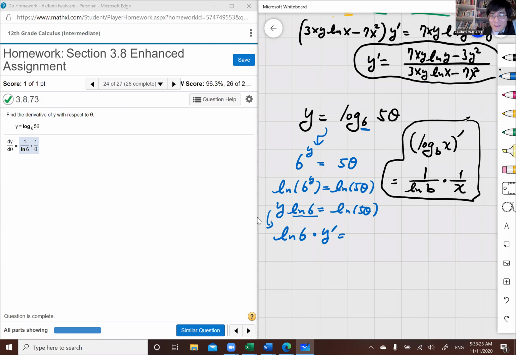And derivative of this is going to be 5 theta and 5. The u and u dash, which is 1 over theta. Okay, so y dash will be equal to 1 over ln 6 times 1 over theta. Okay, which agree with this formula.